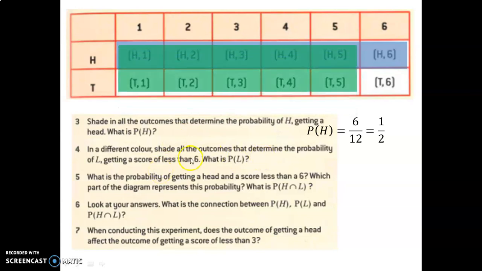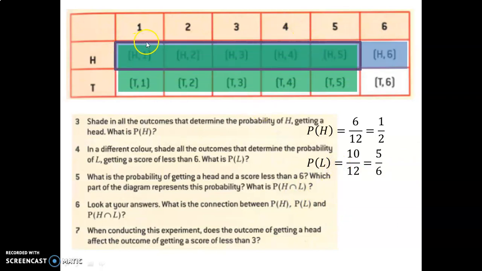Okay, so probability of getting L, which is less than 6, is all these choices here. All those represent rolls of less than 6. Sorry, I said less than 4, I'm sorry, less than 6. And that is 10 possibilities out of our 12 total, so 5 out of 6. Try 5. Now we're looking for the intersection of heads and less than 6. So here are heads and less than 6. So that is 5 choices out of the possible 12.